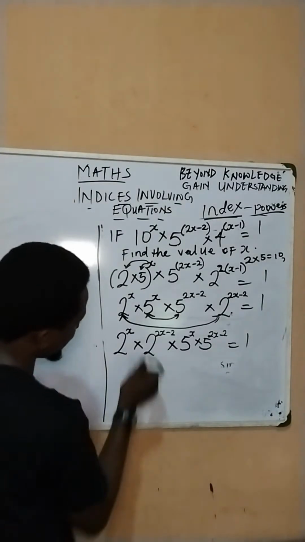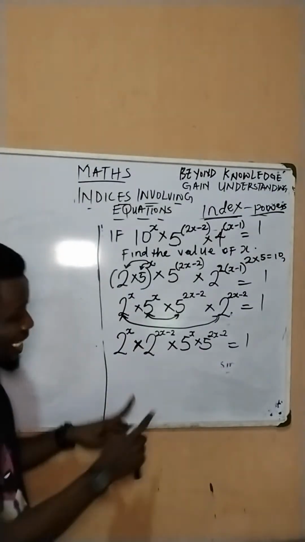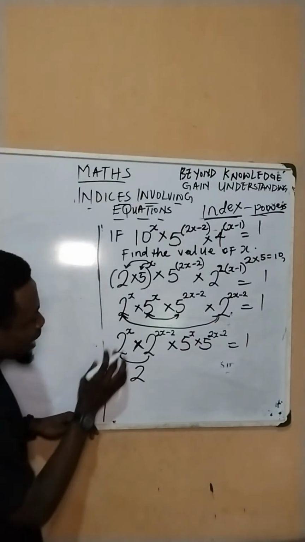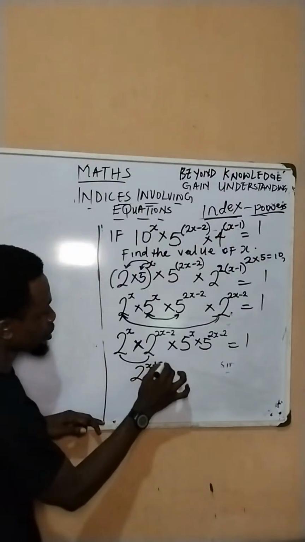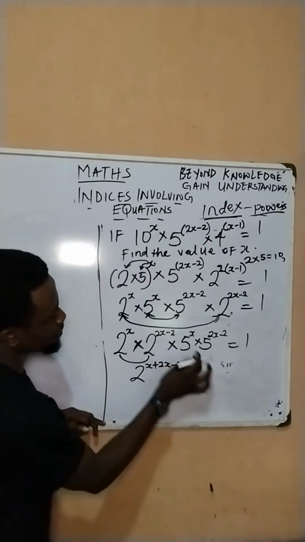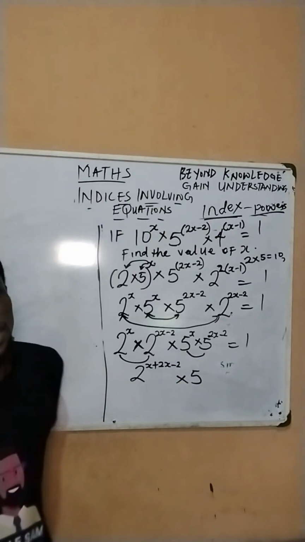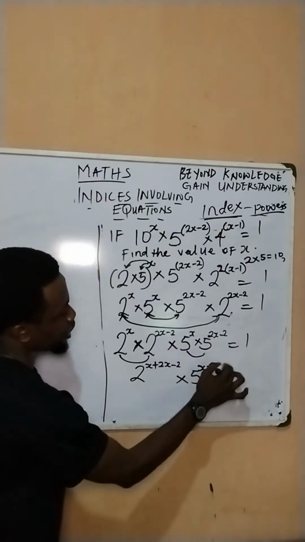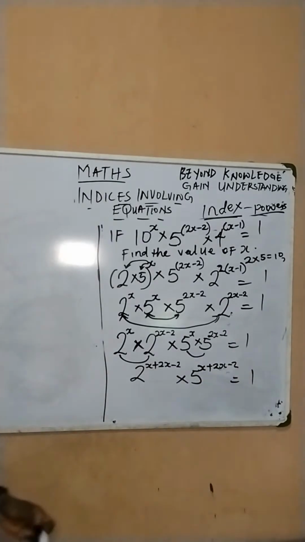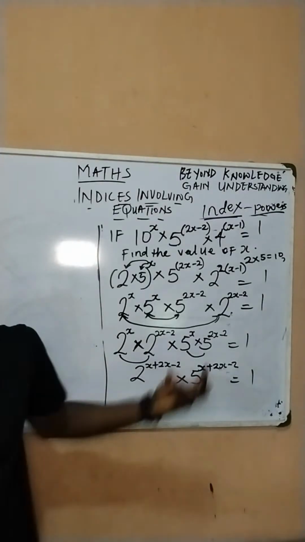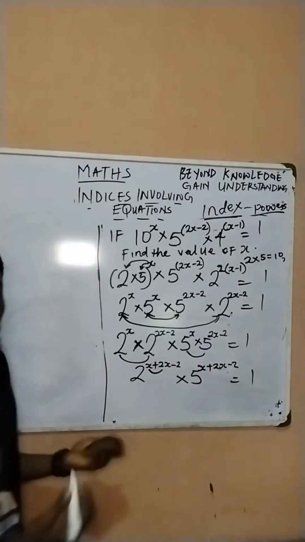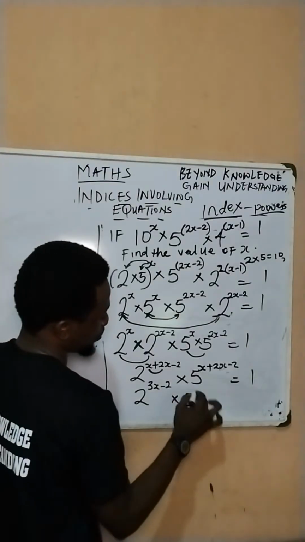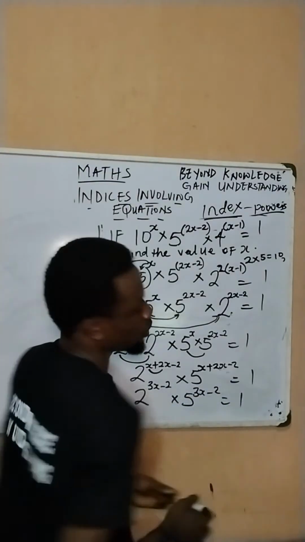So what's the next step? Multiplication of indices, provided that the bases are the same, simply means addition of the powers. So I pick one of the bases and then add the powers. It becomes x plus 2x minus 2. Same thing for the 5: pick one of the 5s because the bases are the same, then add up the powers, x plus 2x minus 2, equals 1. At this point, we can simply add up what we have here. x can add up to 2x to give us 3x. So this is the same thing as 2 raised to the power of 3x minus 2 multiplied by 5 raised to the power of 3x minus 2 equals 1.